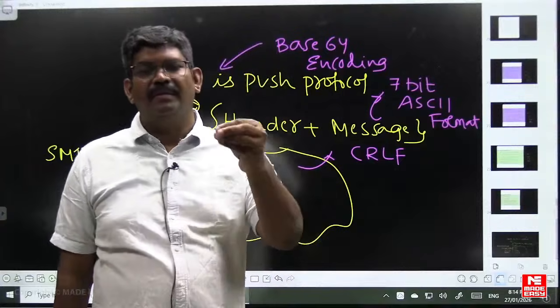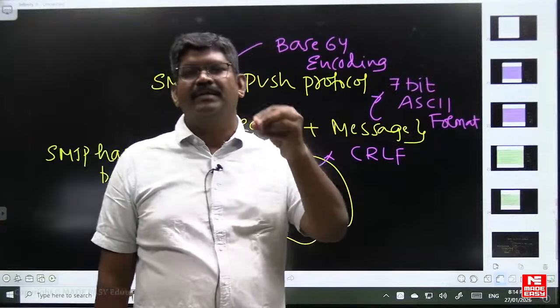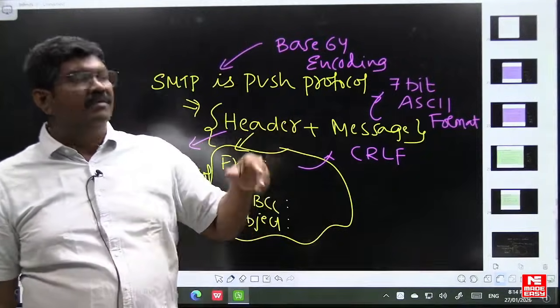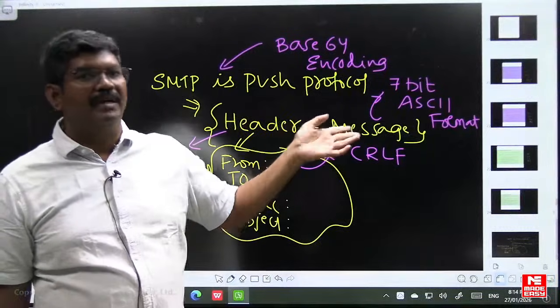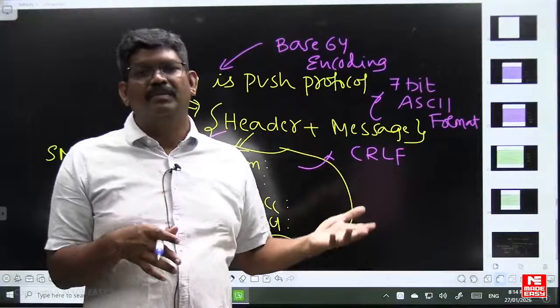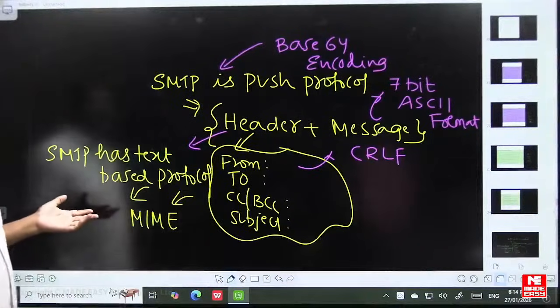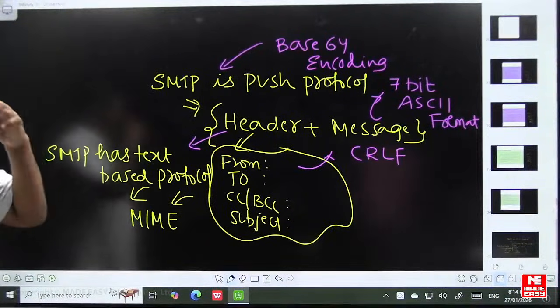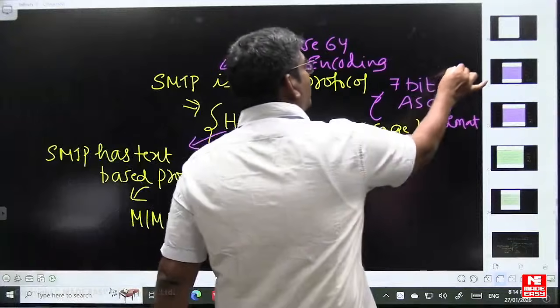So here a very important concept is using this SMTP protocol. It even uses a 7-bit ASCII format, which HTTP does not use. If you are sending a large mail, you are able to send the graphical data also. This is one more important question we can say.